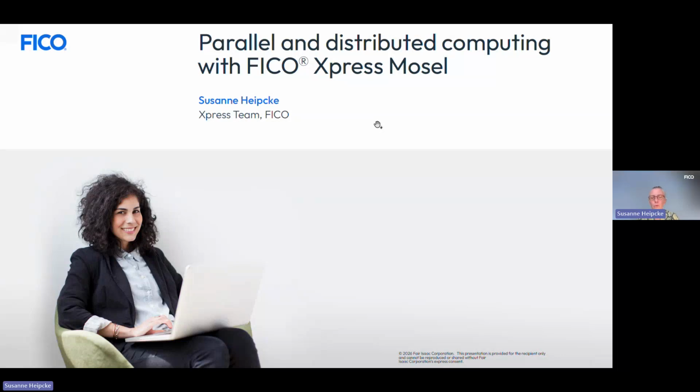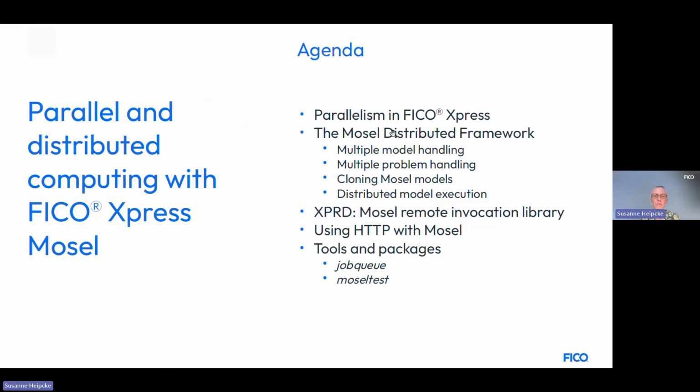Mosel has been around for close to 25 years by now, and we have been building out the parallel and distributed computing features for almost 20 years now. So it felt right about the time that we go back and give an overview of what we have. Even the latest release has added some features to this universe, let's say.